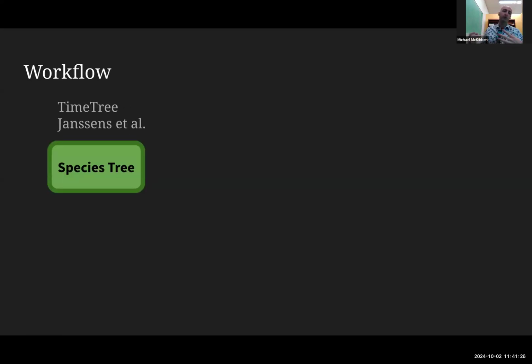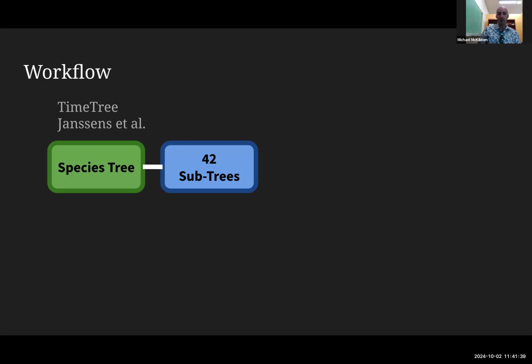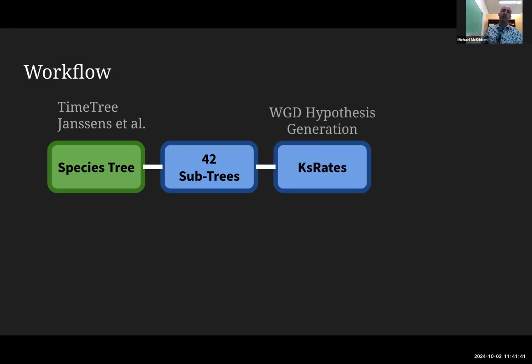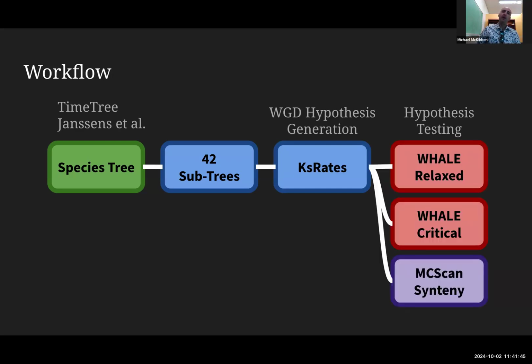To give you an overview of the workflow for this analysis, for both the Time Tree and Jansen et al. phylogenies, we broke them down into 42 subtrees. This is because Whale tends to scale to species trees of only about 20 species. We then generate our initial WGD hypotheses using KS rates, and then test these hypotheses using both of the Whale models along with synteny depth using MCScanX.